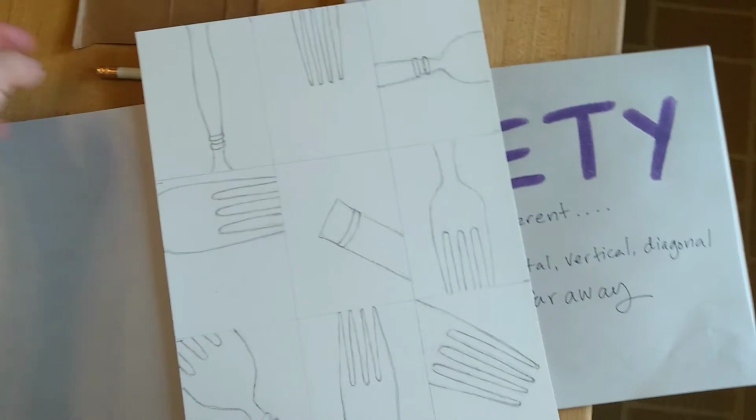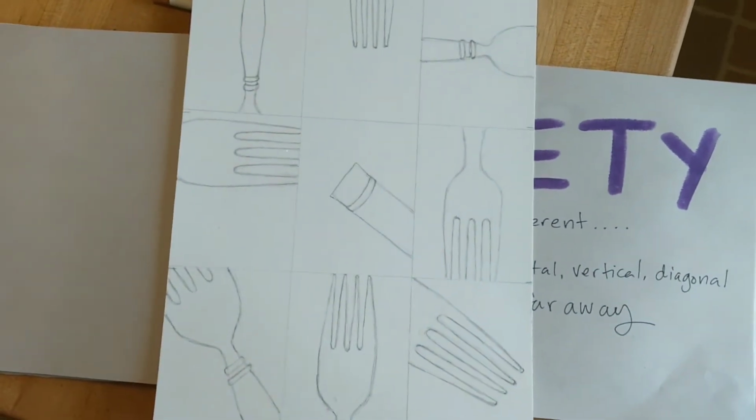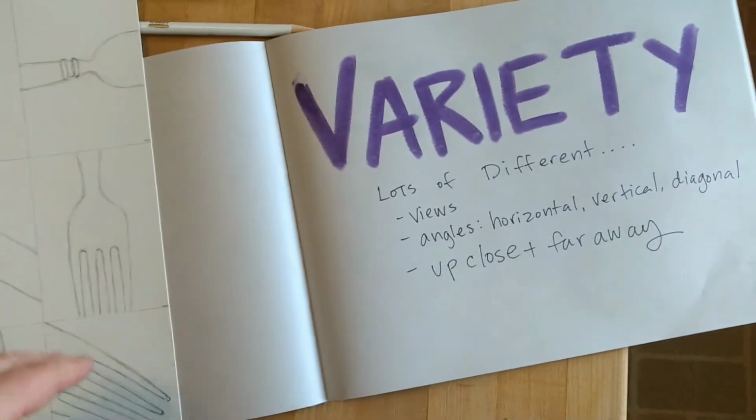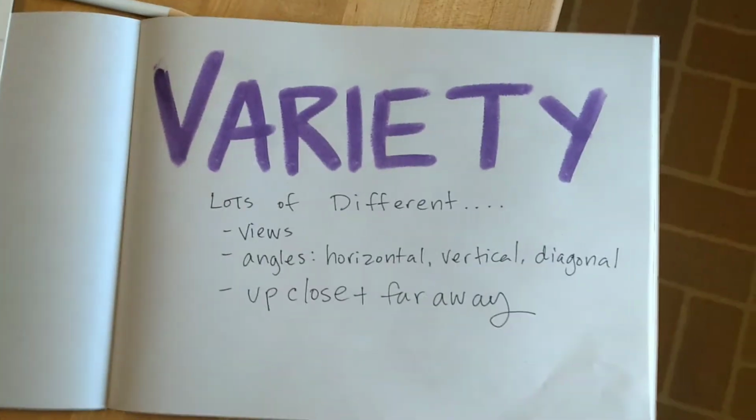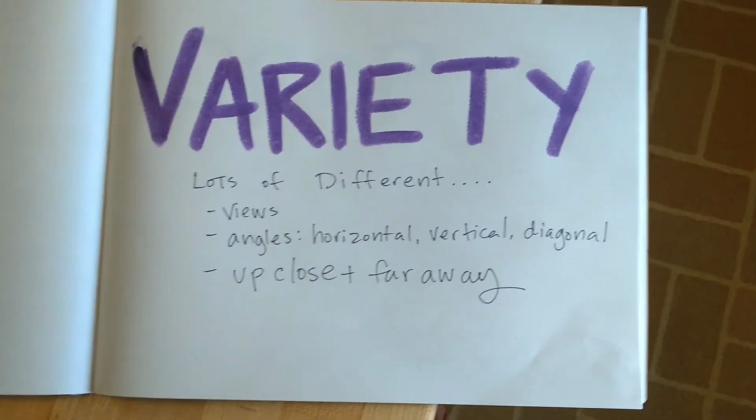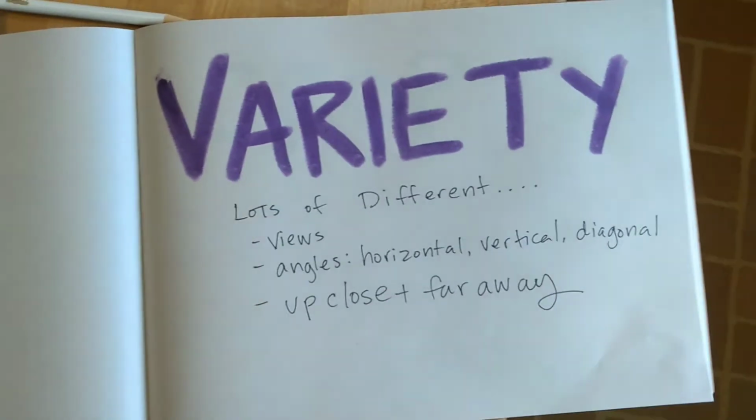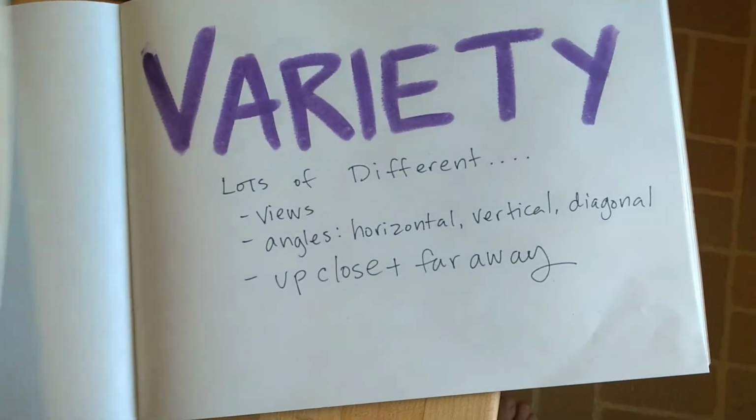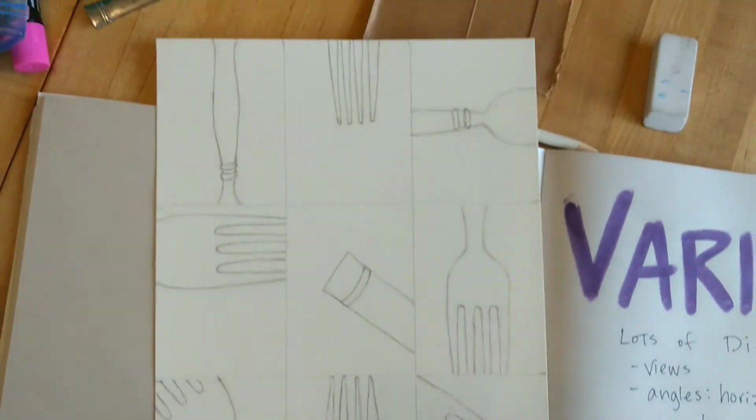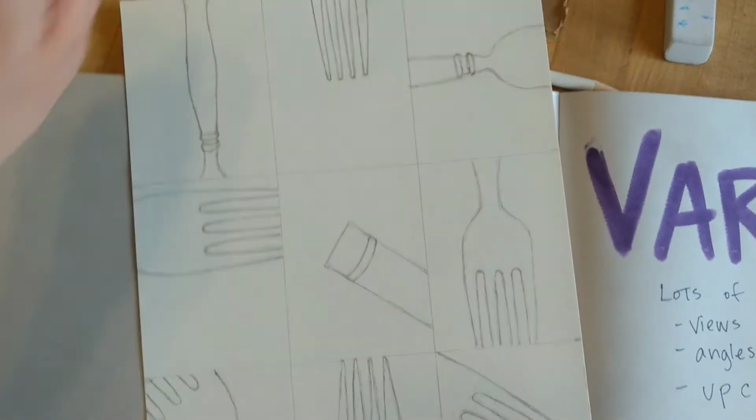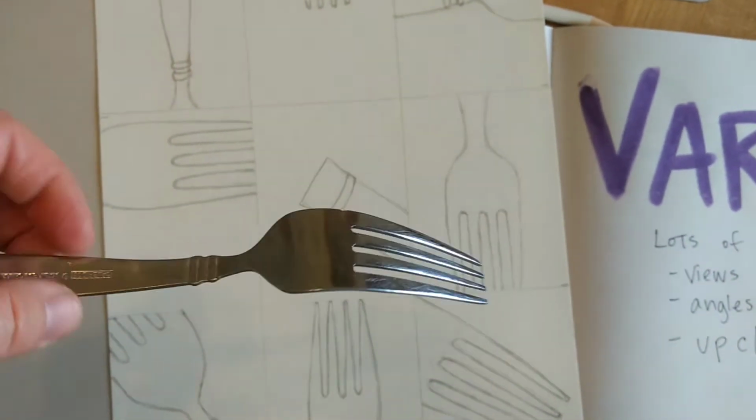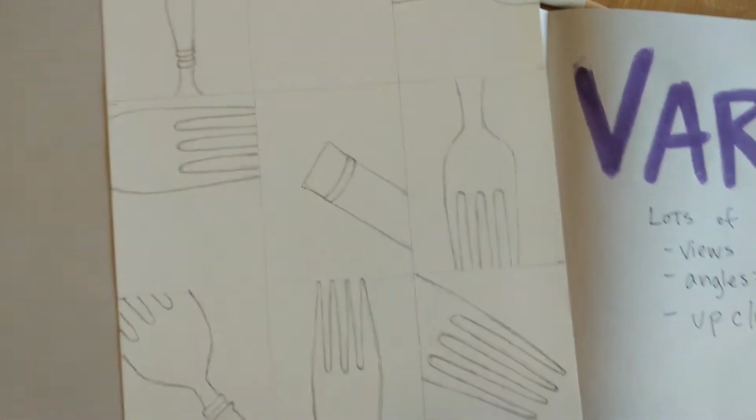So let's go over what to do to make this more interesting and make it look complete. We're going to go back to our principles of design. So variety is obviously the main one we're working with here. In terms of this composition being effective, variety is your best tool. Lots of different everything. Lots of different views. Okay, so what I mean is, what part of the fork, and actually, I didn't even think about this till now. You could do the side of the fork. I totally forgot about that. I did the back, and I did the front, but you could also do the side.